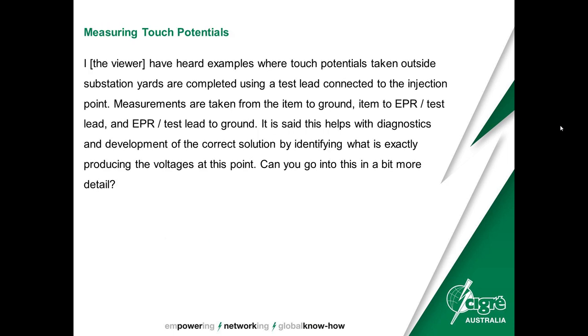Great, thank you. This next question is about measuring touch potentials. So the viewer has heard examples where touch potentials taken outside the substation yards were completed using a test lead connected to the injection point. Measurements are taken from the item to the ground, item to EPR / the test lead, and the EPR to the ground. It is said that this helps with diagnostics and development of a correct solution by identifying what is exactly producing the voltages at this point. Can you go into this in a bit more detail?